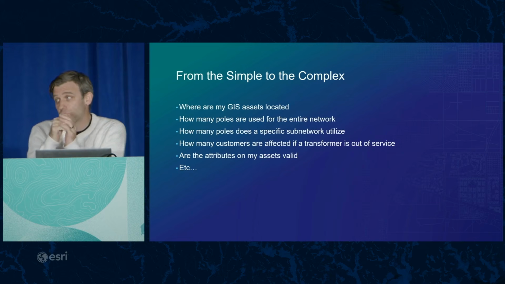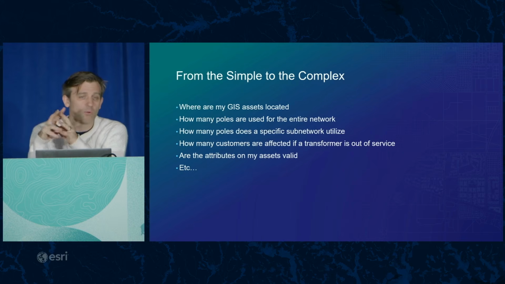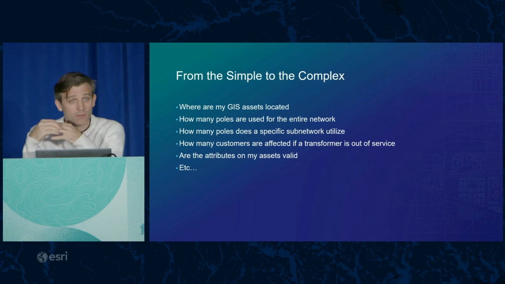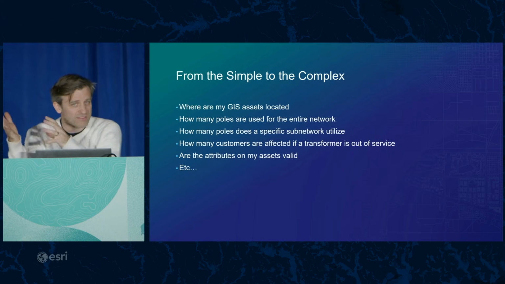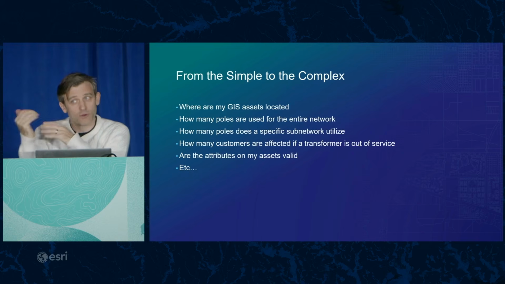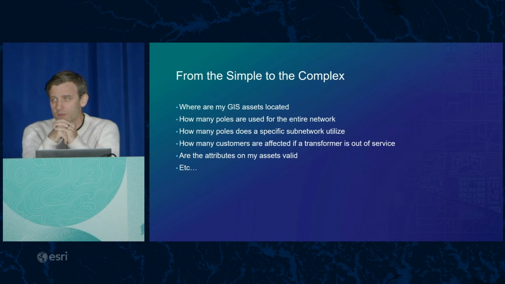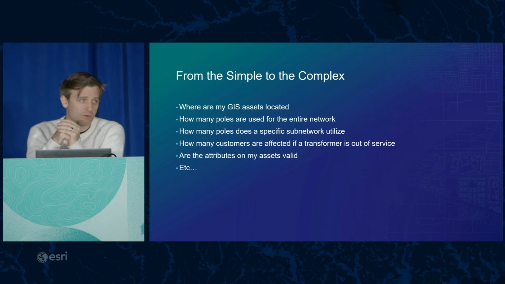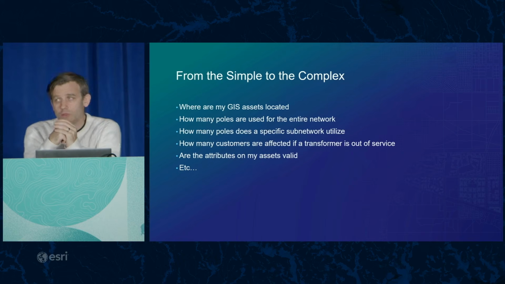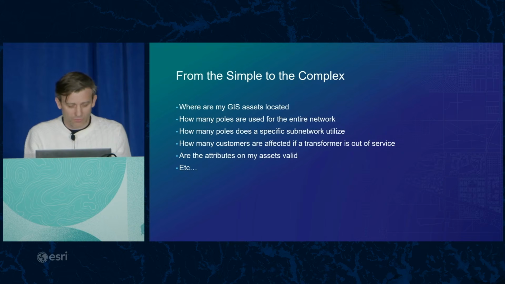You do need the network to answer a more complex question like how many poles are there in my entire network? How many poles does a specific subnetwork utilize? Do I have shared use poles? Things like that. These are questions that under the old geometric network and some of our old network models were just really hard to answer. You could answer them, but it took a couple steps and it wasn't straightforward. Whereas with the utility network, because that structure is built directly into the network itself, you can answer it as part of the analytic operation itself. And then you can also answer things like how many customers are affected if a transformer goes out of service.